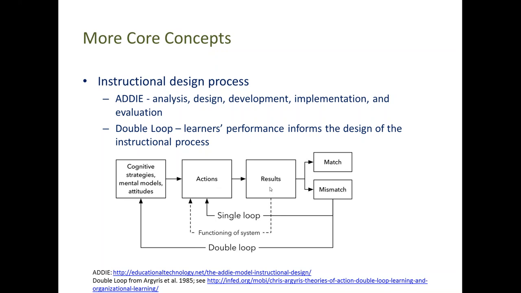But the single loop is the results inform your next learning event. The double loop is the results of the learning as a whole inform the design of the overall learning events, or the overall, well, it says here, cognitive strategies, mental models, attitudes, etc. But the main idea here is that there's this feedback loop that informs the sequence or the process of learning and learning design.